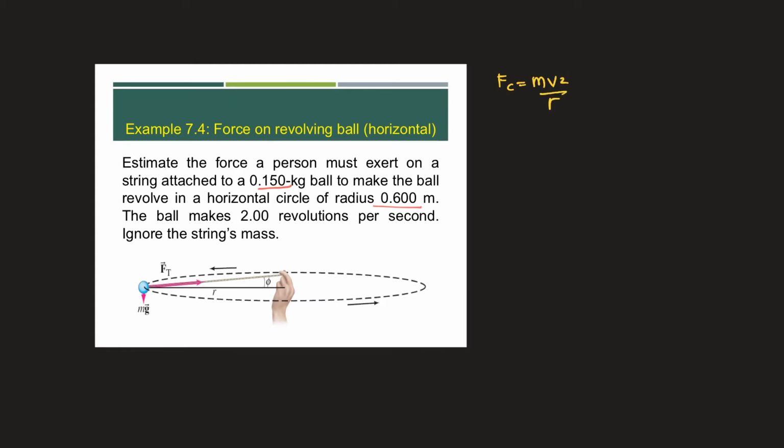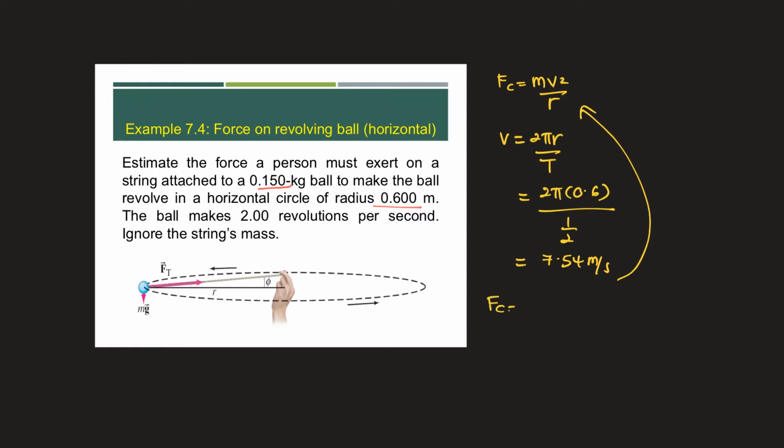So for us to find the centripetal acceleration or centripetal force, we definitely need to find the v first, which is v equals 2 pi r over T. So 2 pi times 0.6, and your T is 1 over 2, because the one that is actually given to you is the frequency. It's going to be 1 over 2. You're going to get 7.54 meters per second, and then you insert that into the formula.